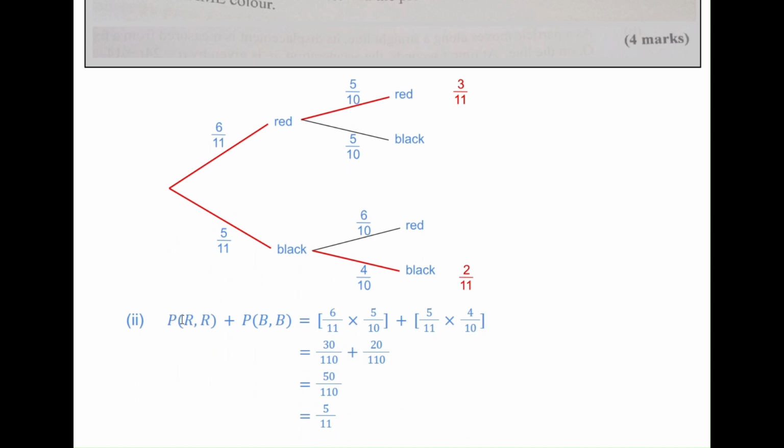I've written my answer in this way as well. So probability of red followed by red plus probability of black followed by black. So here the two probabilities are representing red followed by red and black followed by black. Multiplying them, I would get these. And well, without reducing, I added them. I got 50 over 110, and that reduces to 5 over 11.